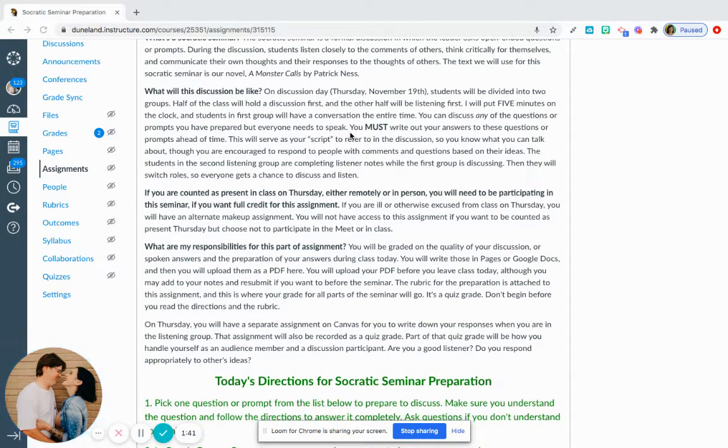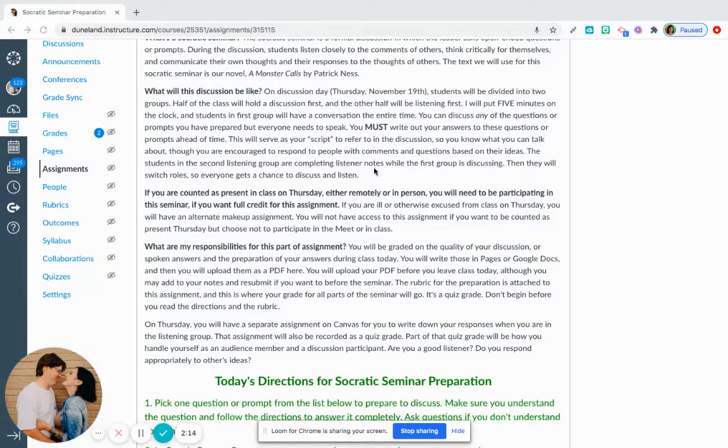Below, I give you many different questions, and you're going to write a response to one of them. But let's say you wrote about question 3 and a classmate says something about question 2, you can definitely add your input, so you can answer any of the questions. You must, though, write out your answers to the questions and prompts ahead of time. That's going to serve as your script to refer to during this discussion, so that way you know what you're going to talk about.